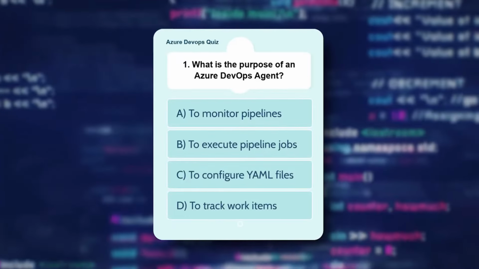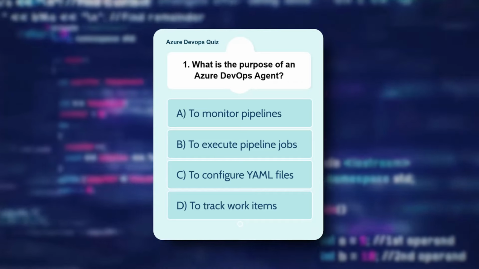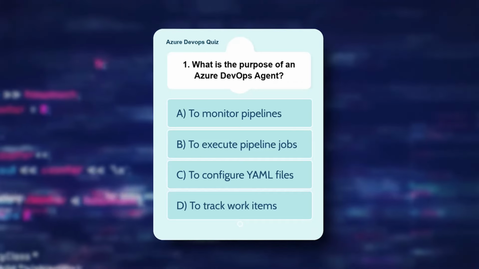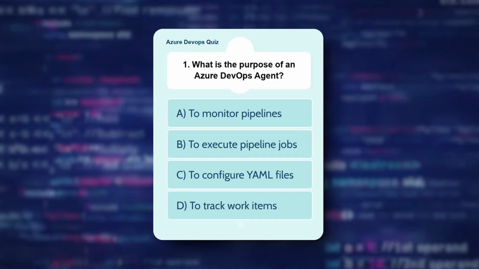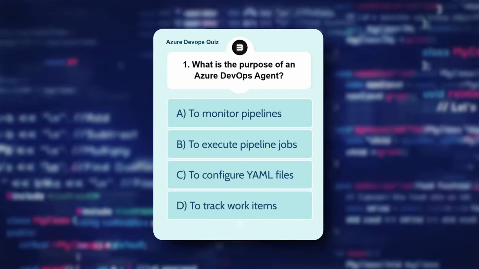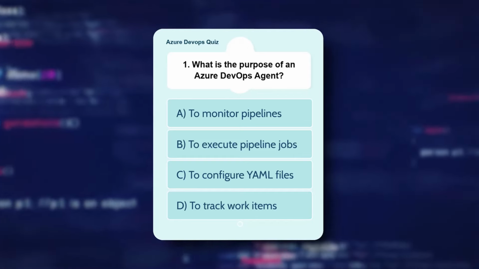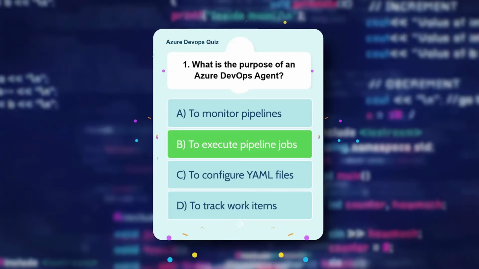1. What is the purpose of an Azure DevOps agent? A. To monitor pipelines. B. To execute pipeline jobs. C. To configure YAML files. D. To track work items. Answer. B. To execute pipeline jobs.